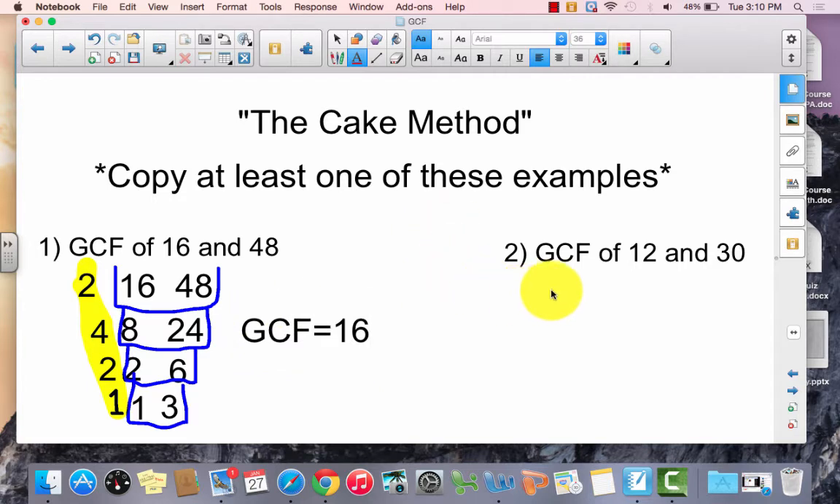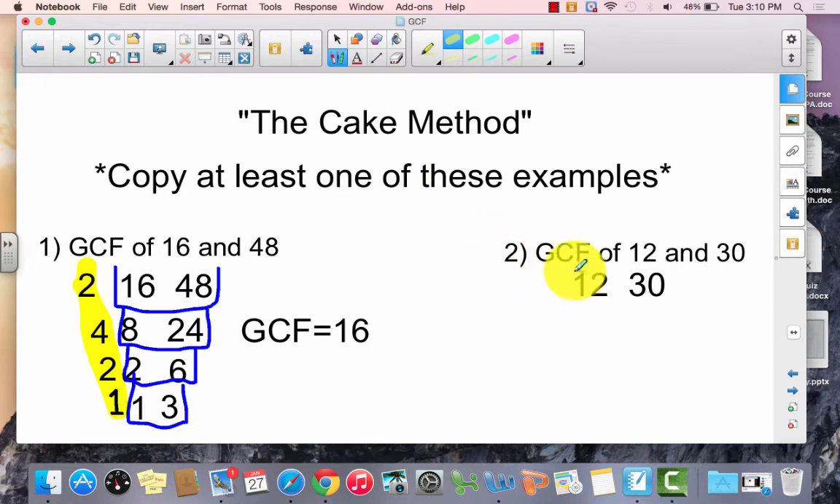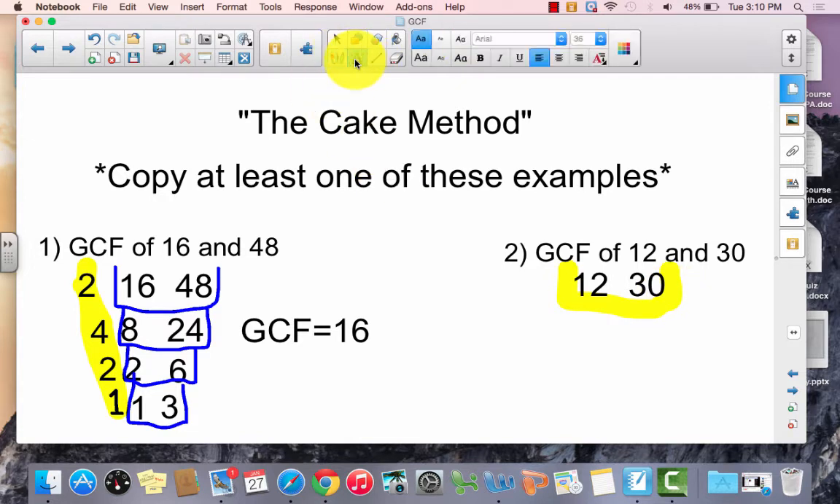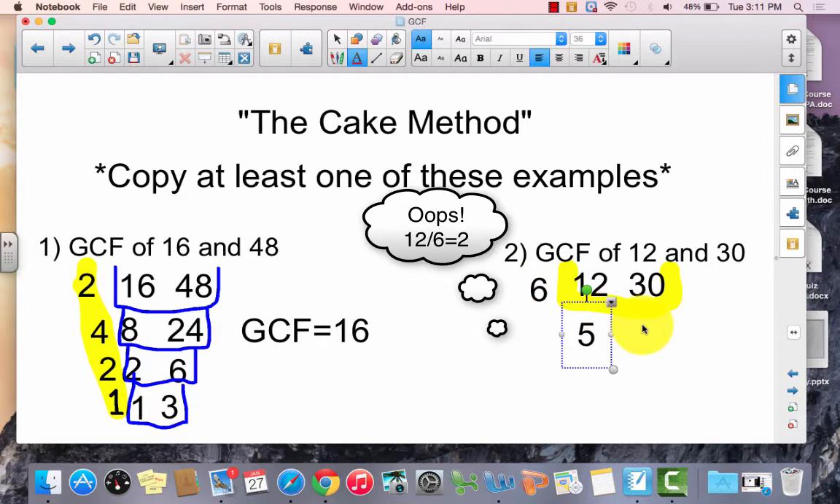Let's try another one. So I'm going to start off again with the two numbers I'm finding the GCF of. So we have a 12 and a 30. And I will draw my first layer of cake. Now 12 and 30 I know can both be divided by 6. So I'll put a 6 outside. 12 divided by 6 is 5. 30 divided by 6 is 6.